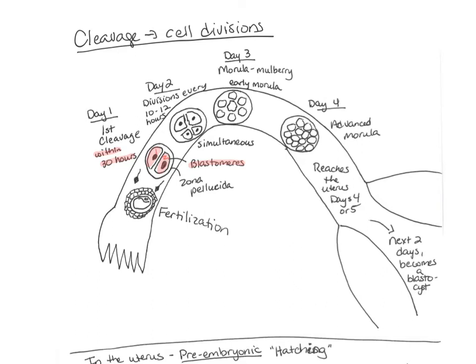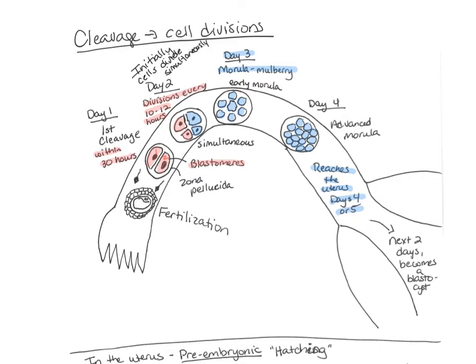Subsequent divisions after that take place at 10 to 12 hour intervals. Initially, all the divisions of these cells are going to occur simultaneously. After 3 days of dividing, or of cleavage, the preembryo is a solid ball of cells called a morula. Morula means mulberry, and this solid ball of cells resembles a mulberry. The morula reaches the uterus on day 4 or 5.